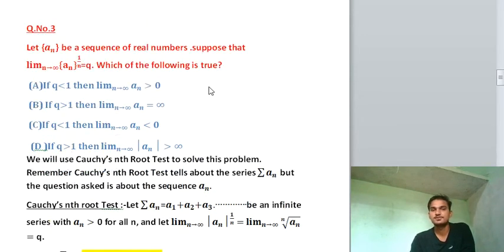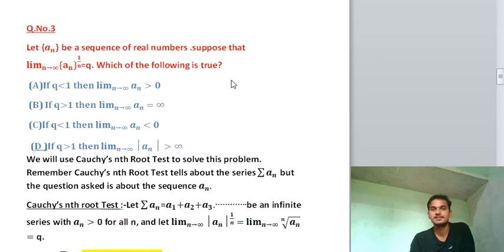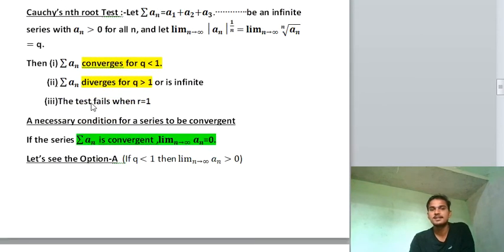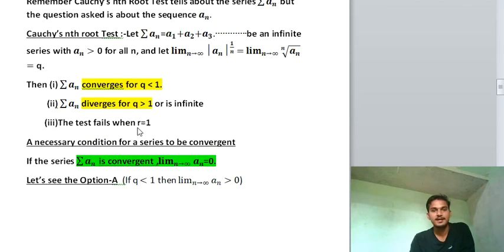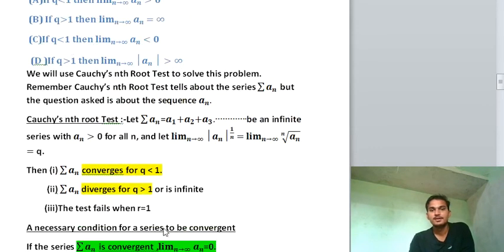To solve this, we will use Cauchy's nth root test. Cauchy's nth root test tells whether the series is convergent or divergent. When the limit of a_n to the power 1 by n is equal to 1, then the test fails.